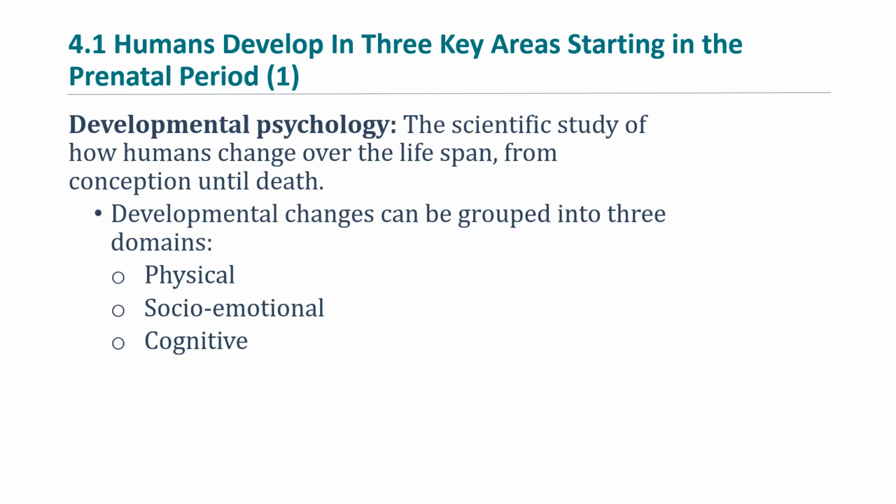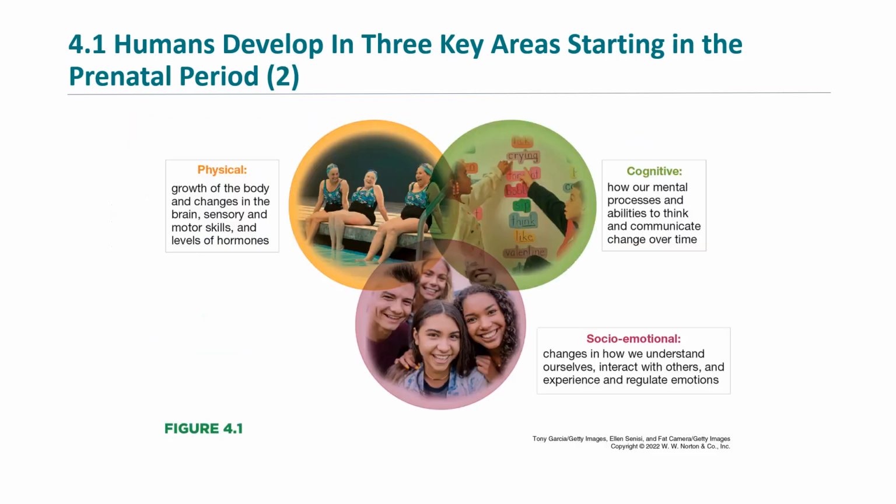The changes can be grouped into 3 domains: physical, socio-emotional, and cognitive. Let's see what we study in each area. And here's a nice little picture. You can see the 3 domains of study. We have the physical domain: growth of the body and changes in the brain, sensory and motor skills, and level of hormones. So we'll look at things like brain development, motor skills, sensory development, reflexes, puberty.